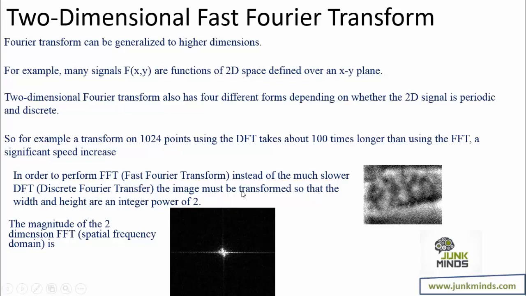To perform FFT, the image has to be transformed so that the height and width are an integer power of 2, which means both should be an integer power of 2, which is 2 raised to 1, 2 raised to 2, 2 raised to 3, and so on. If you consider this image, this is the original image, and this image over here is the magnitude of the two-dimensional FFT. This image has been transformed, and the width and height of the lower image are an integer power of 2.